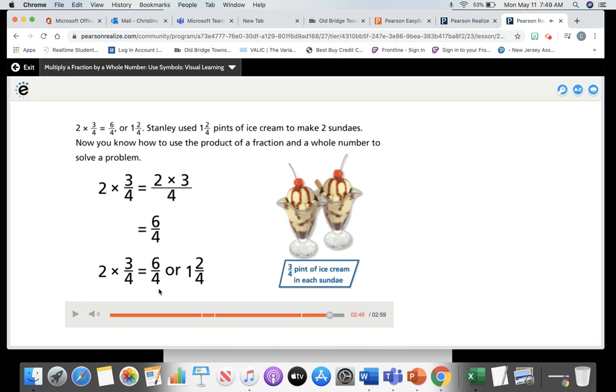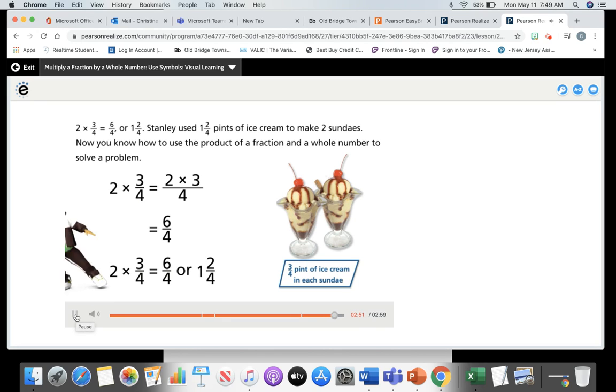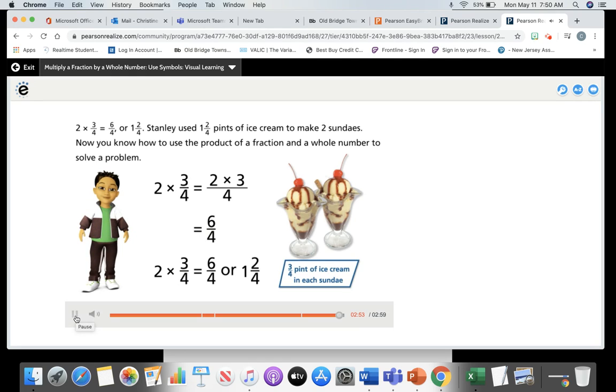So how they got that 1 2/4 is because of 6 divided by 4. 4 goes into 6 one time, and there's 2 left over, and that 2, the remainder, goes back over that denominator. Stanley used 1 2/4 pints of ice cream to make 2 sundaes. Now you know how to use the product of a fraction and a whole number to solve a problem.